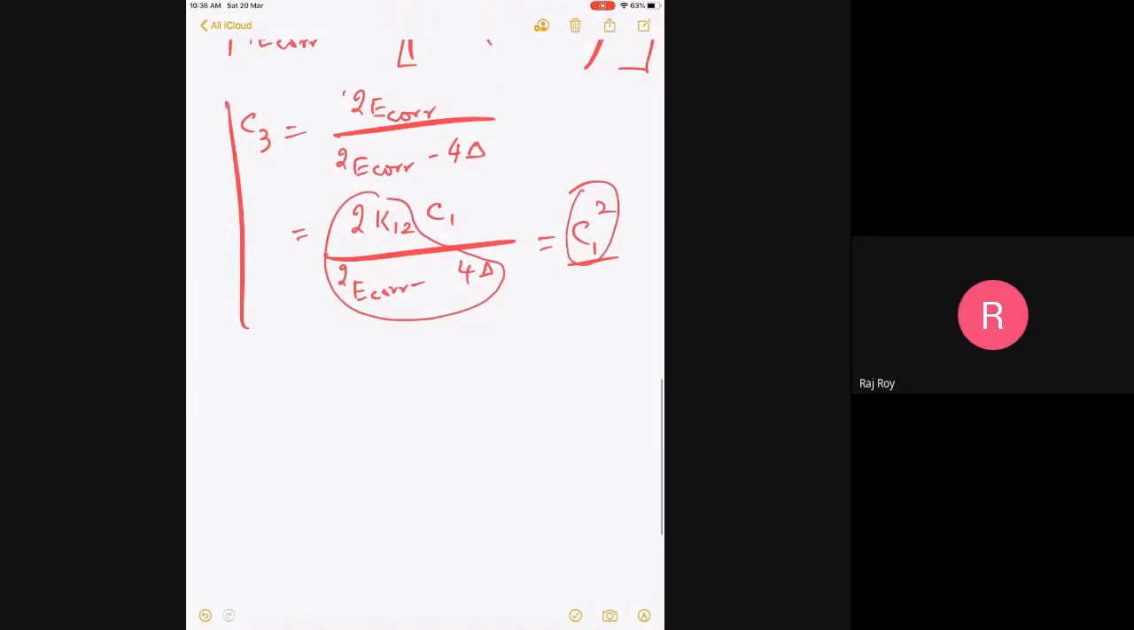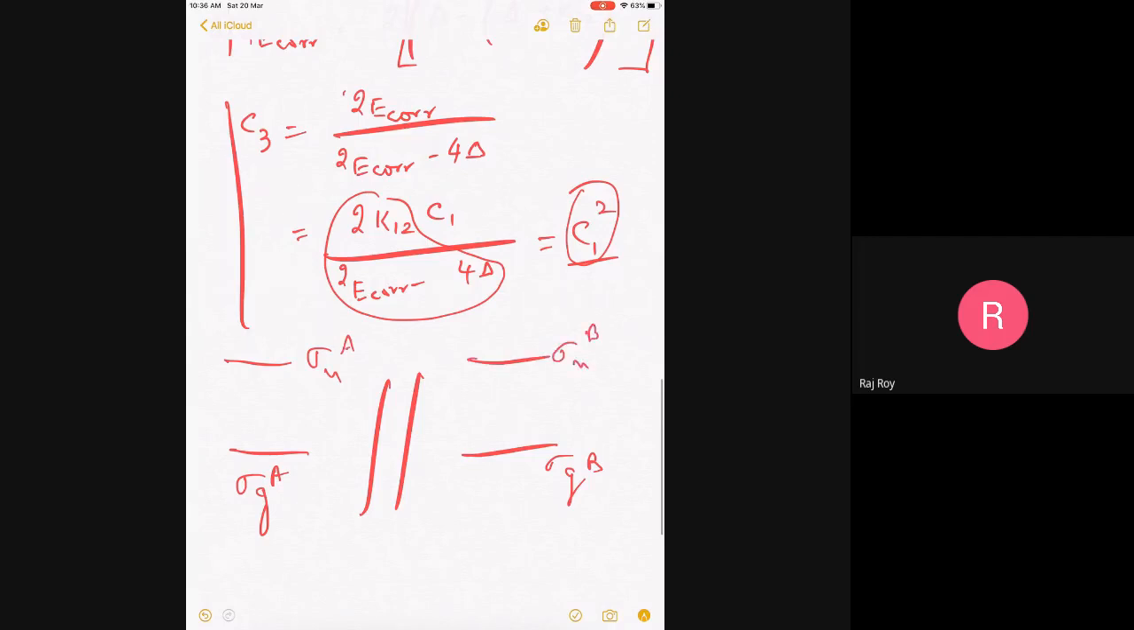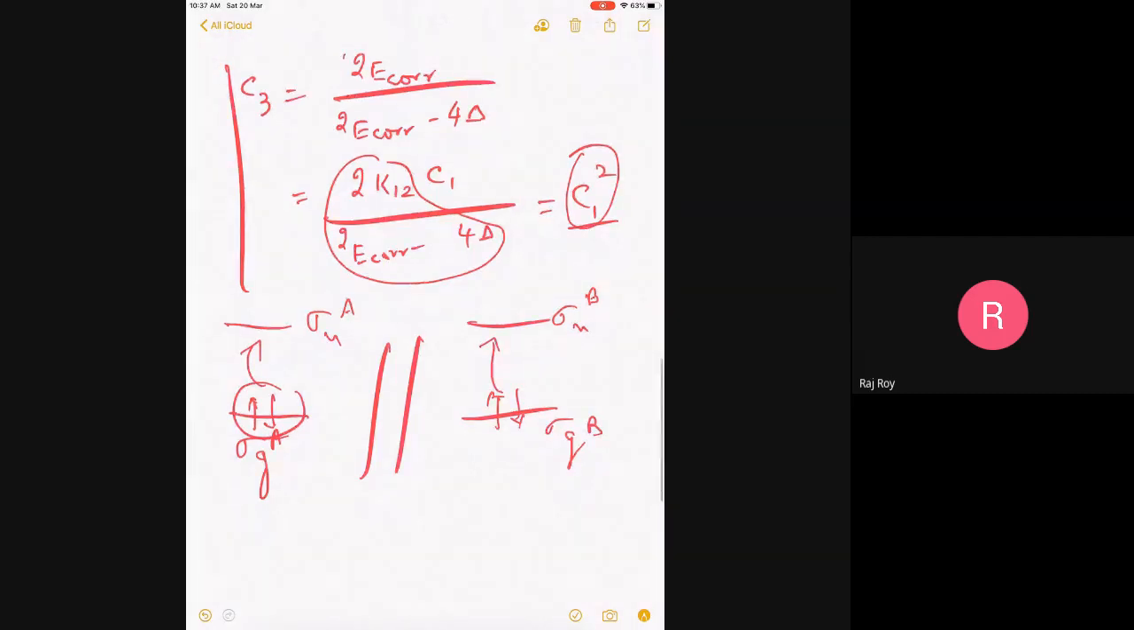So I have an H4 system. Let me write it schematically. Sigma G A, sigma G B, they are well separated. And you have sigma U A, you have sigma U B. So I have this as the Hartree-Fock, and now I'm saying that there is an excitation amplitude of this to this. So this is independently C1, where C1 is equal to C2.